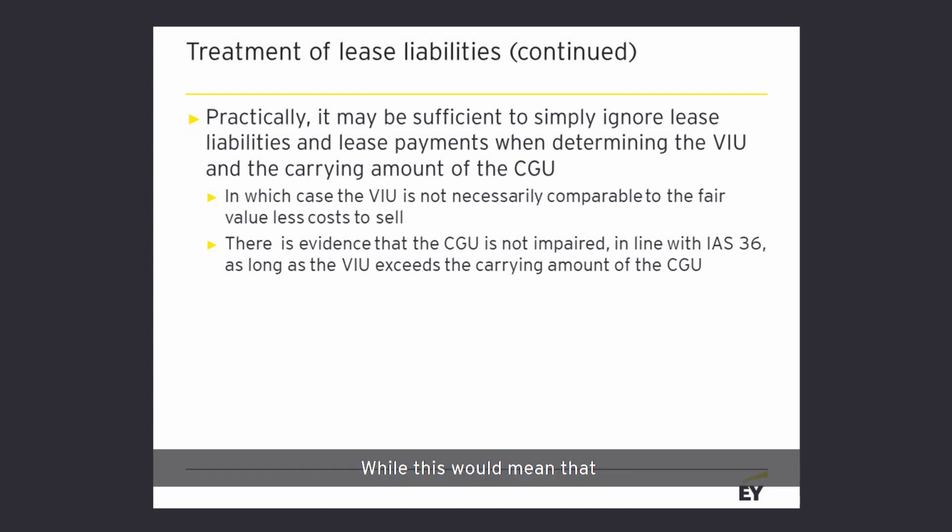While this would mean that the value in use is not necessarily comparable to the fair value less cost of disposal, it would not cause an issue as long as the calculated value in use is above the CGU's carrying amount, and there is therefore evidence that the CGU is not impaired in line with IAS 36.